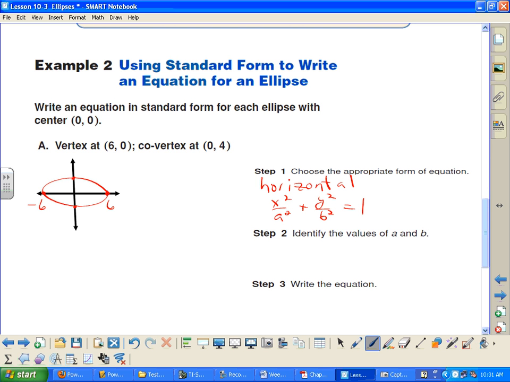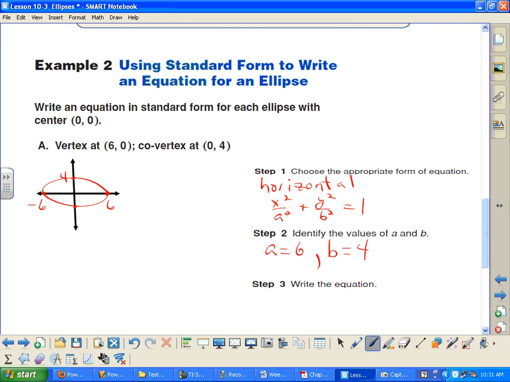And one of the biggest mistakes that people make is they forget the 1, okay? And it is equal to 1 always. Okay? So then step 2 will identify the values of a and b. And if the bigger number is a, the smaller number is b. It's that simple, okay, as far as the vertices and co-vertices. So then a equals 6 and b equals 4.